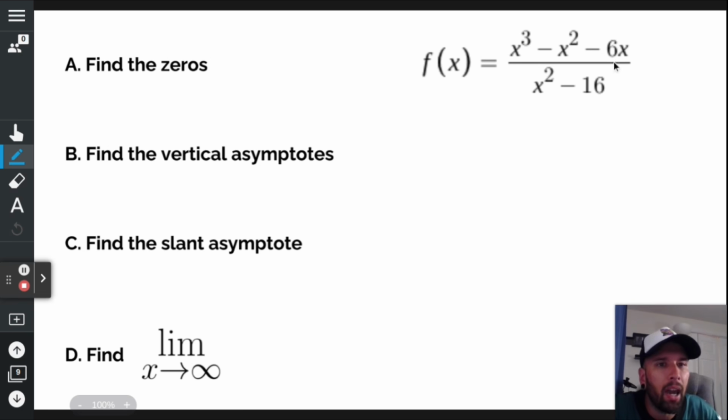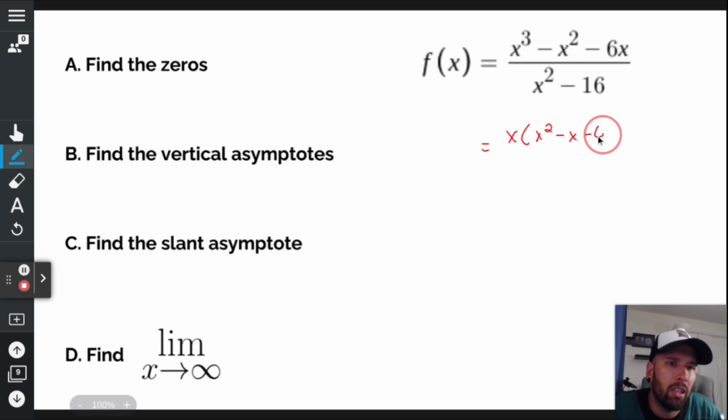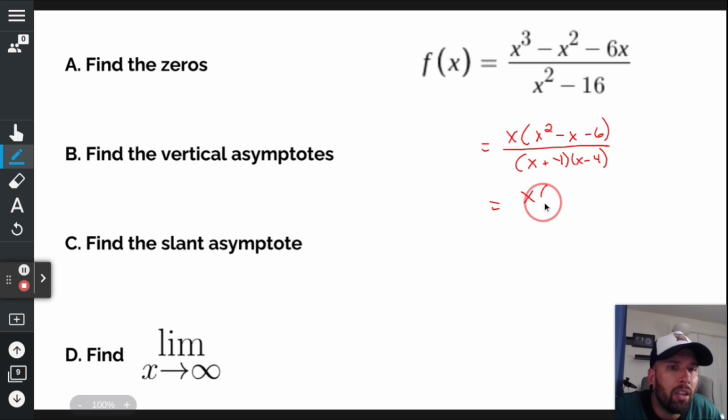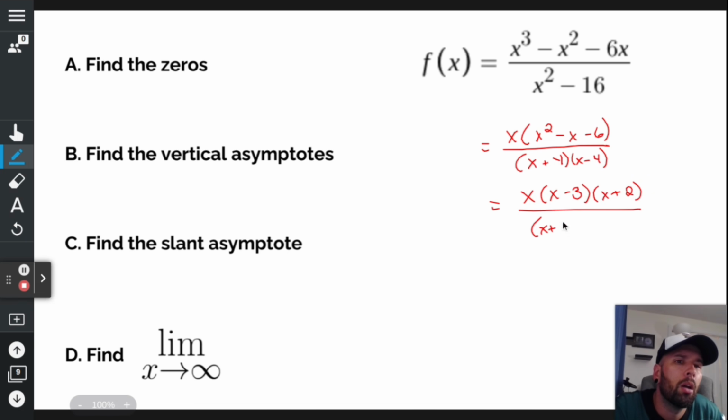Find the zeros. All right. Now what I have to do is factor everything out. So I'm going to pull out an x upstairs. That leaves me with x squared minus x minus 6. In the denominator, I can factor that, difference of squares, x plus 4, x minus 4. I can continue factoring the top because this is going to factor out to x minus 3 and x plus 2, over x plus 4, x minus 4.